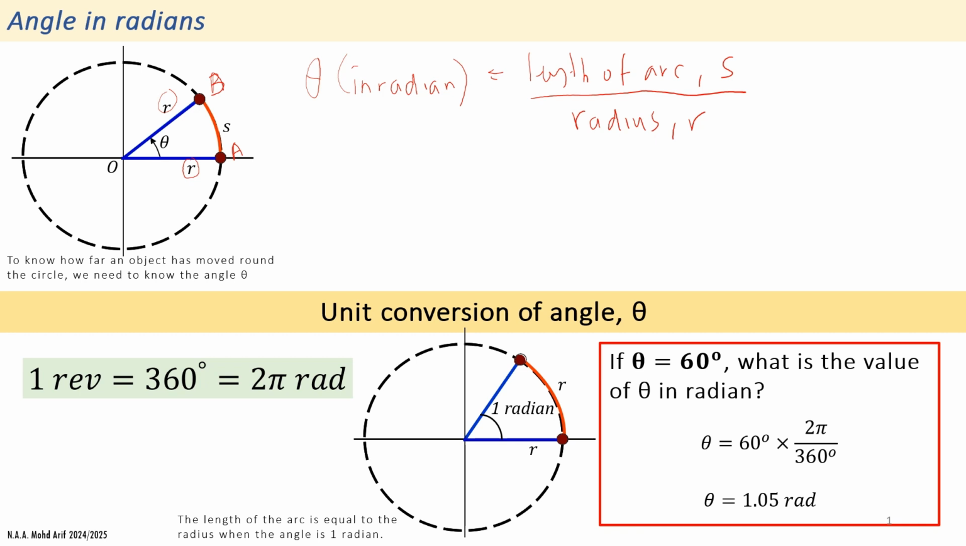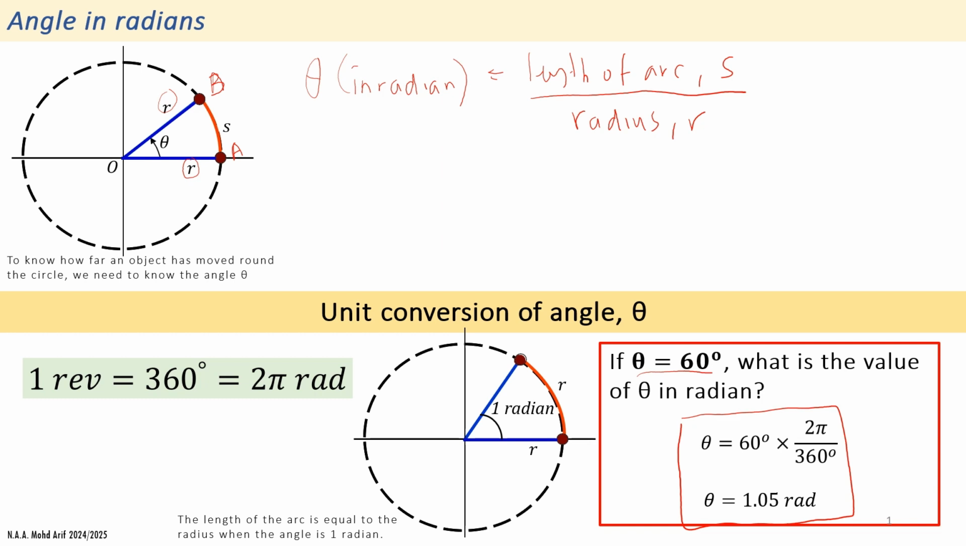Look at this simple example. If theta is 60 degrees, what is the value of theta in radians? So this is the solution. Theta equals 60 degrees times 2 pi divided by 360. So we get theta equal to 1.05 radians.